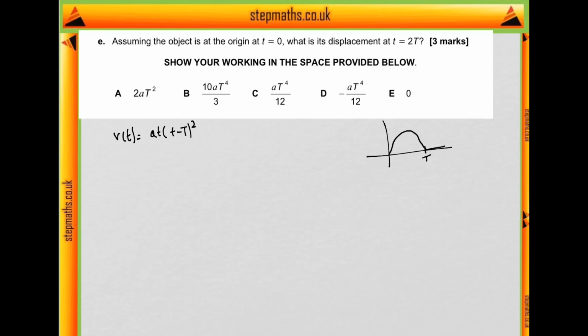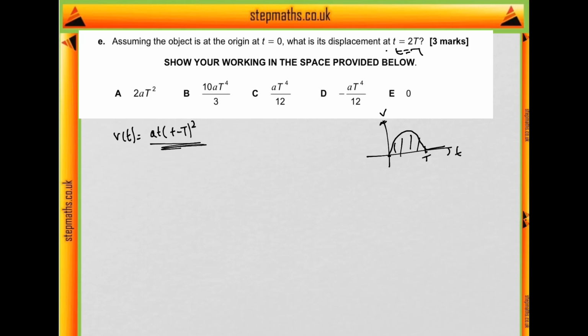Okay, so in this question, we need to find the displacement of the object at t equals 2T. So we know after capital T here, the object is at rest. So all we need to do, in fact, is to find the displacement till t equals capital T. Now, recall that the displacement under a velocity is the area under the velocity-time graph. So what we want is this area. So what we need to do is integrate this from 0 to T.